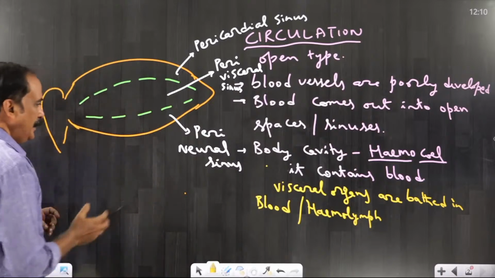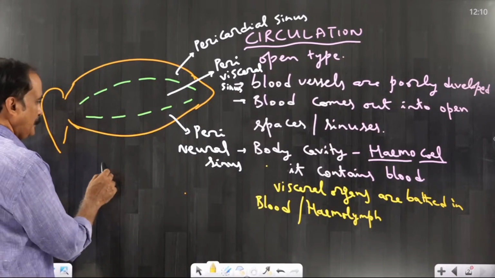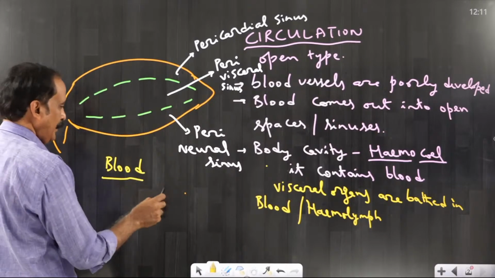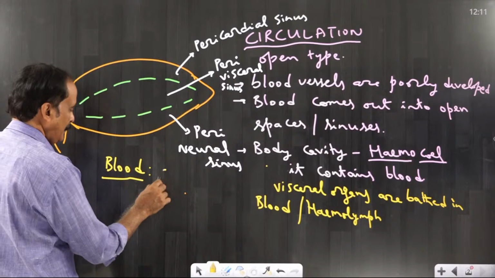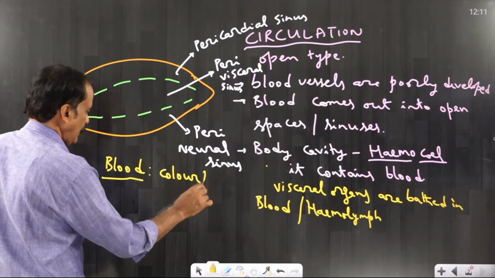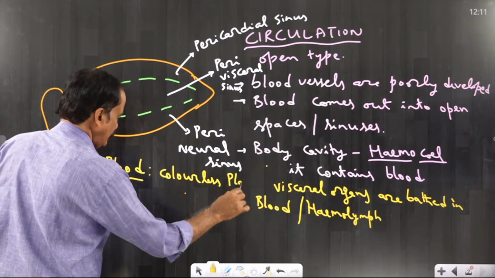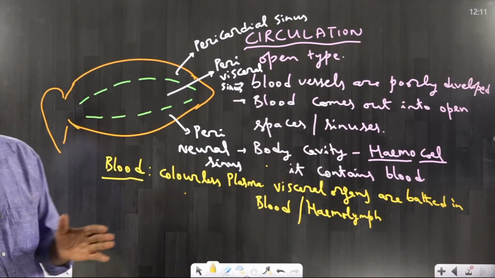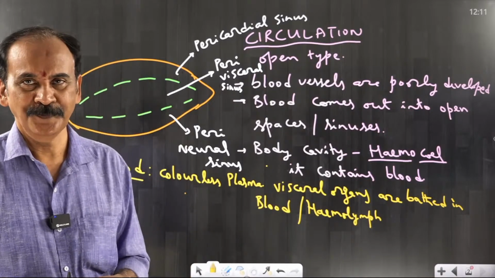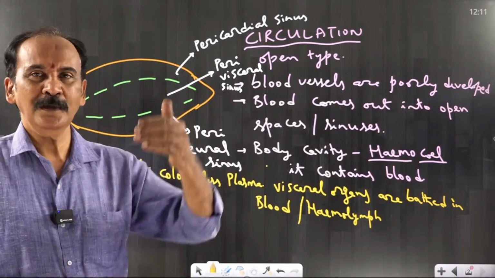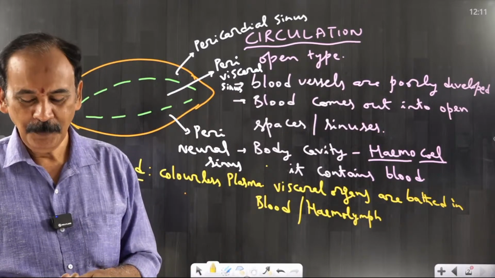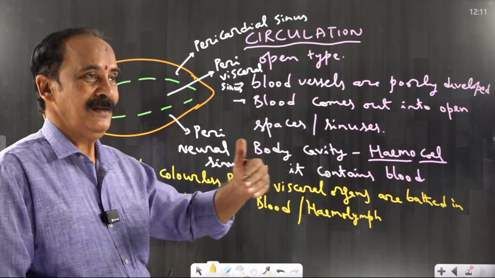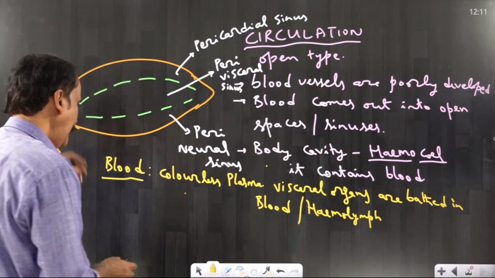Then the details about blood in cockroach. Blood in cockroach, as I said, is called hemolymph because it has colorless plasma. We call the blood hemolymph because it doesn't have any respiratory pigment. It is just like water, colorless. Okay, blood in cockroach is not white. It's not white in color, it is colorless, right?